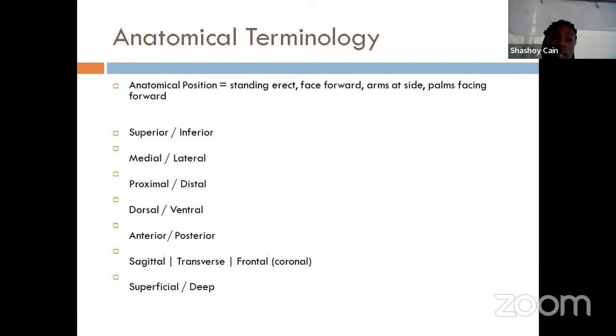So we have the anatomical position: standing straight, face forward, arms at the side, palms facing forward. So we have superior or inferior. These are the different anatomical positions. Medial or lateral, proximal, distal, dorsal, ventral, anterior, posterior, transverse, frontal, superficial, and deep. So these are the different anatomical positions.